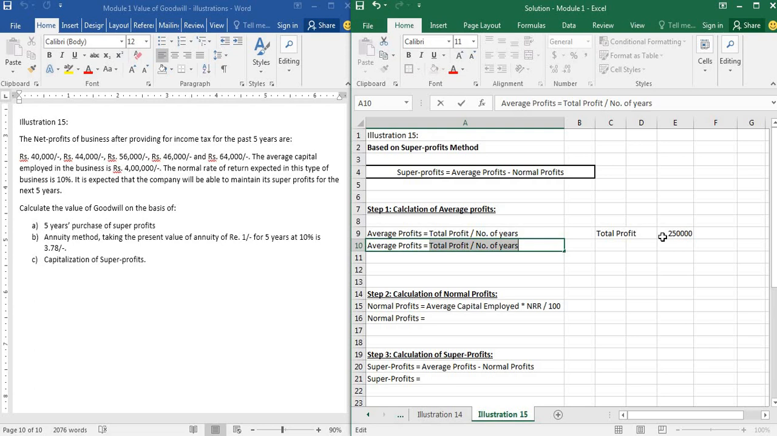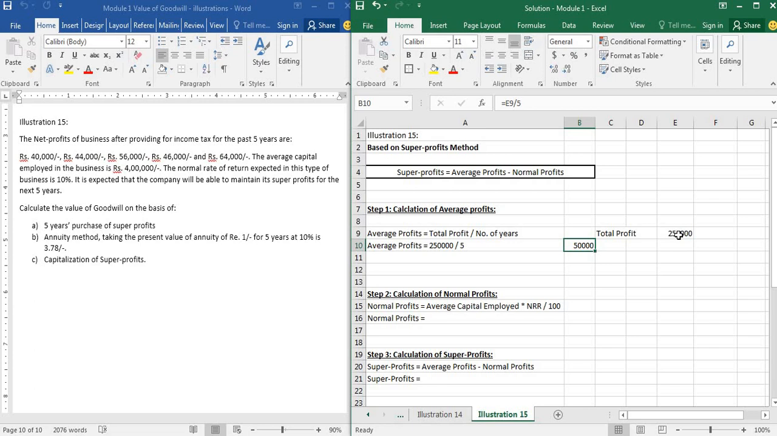So average profit will be 2,50,000 divided by number of years, which is 5 years. So let us do that calculation here. Divided by 5. Total profit divided by 5. So the average profit that we have got is 50,000 rupees. I hope you guys have understood. So let's move on and calculate normal profits now.